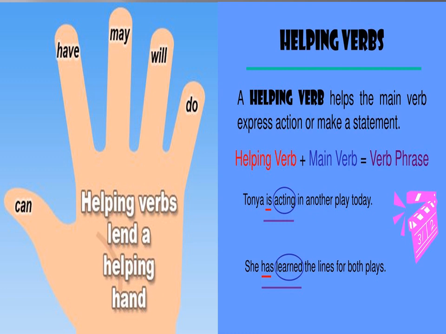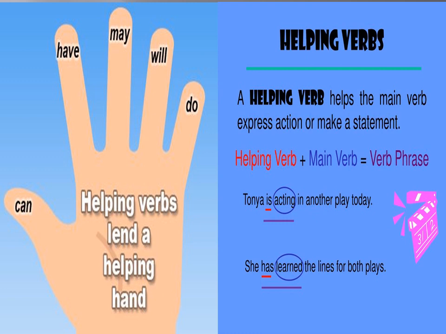Now let's see what helping verbs are. The word tells it all. The word helping means helping someone. In real life, we help someone, right? In the same way, these helping verbs in grammar help express action or make a statement. So what are the helping verbs? They are can, have, may, will, do. Let's look at the definition. A helping verb helps the main verb express action or make a statement.